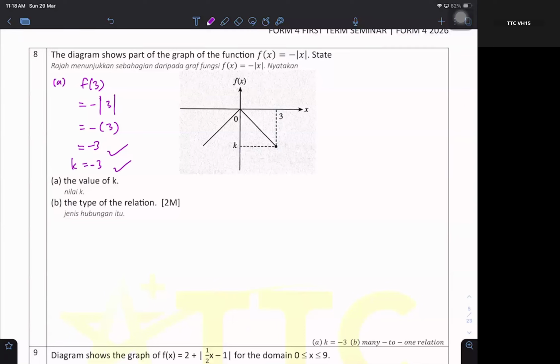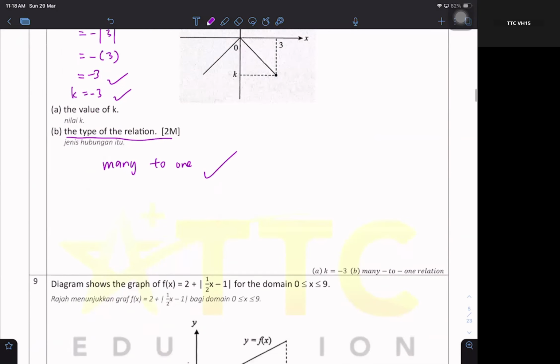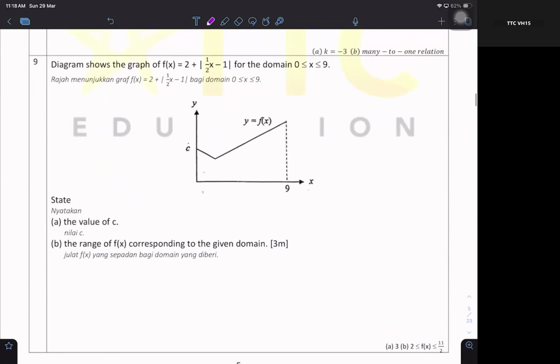Question B. What is the type of the relation? You want to determine what is the type? You need to do the line test. Horizontal line touches 2, so many. And then vertical line touches only 1. Yeah, many to 1.